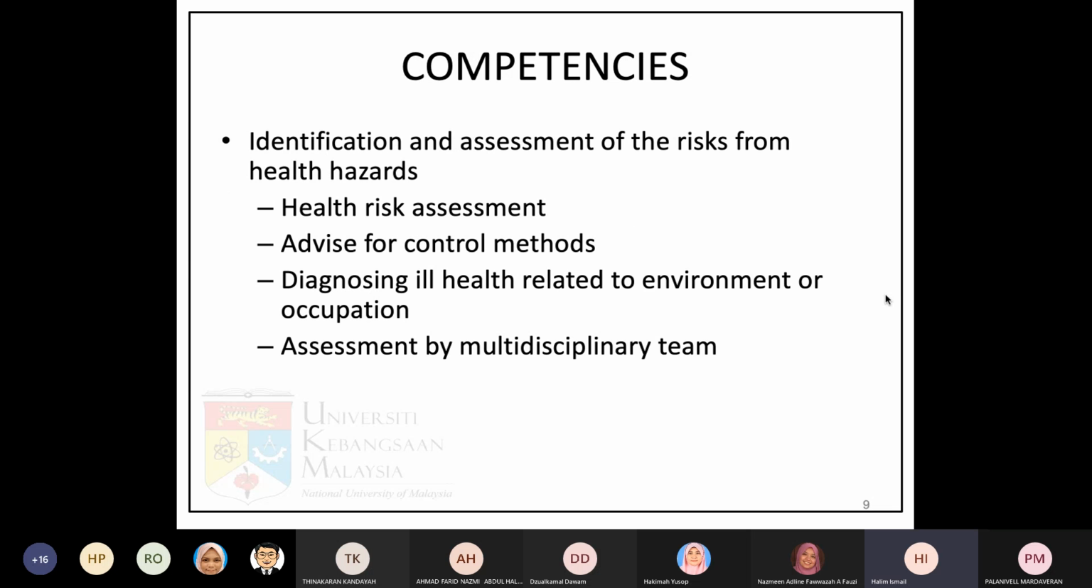They need to have competencies. They need to be competent. Competent in identification and assessment of risk from health hazards. So they need to be able to do health risk assessment, be able to advise on control measures and control methods, and have diagnosis skills for health related to environmental or occupational hazards. Sometimes the assessment requires a multidisciplinary approach, in order to properly identify and assess risk from the health hazard.